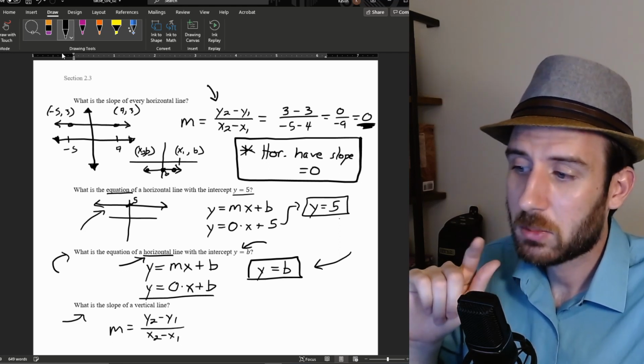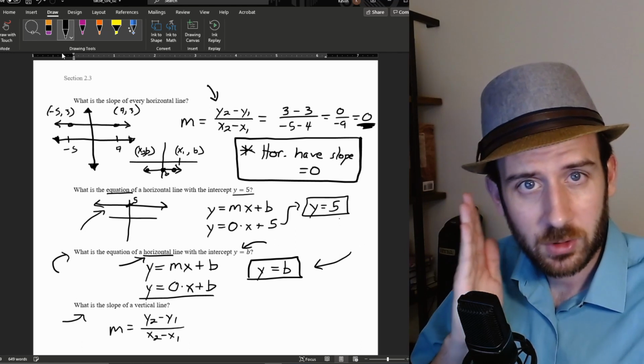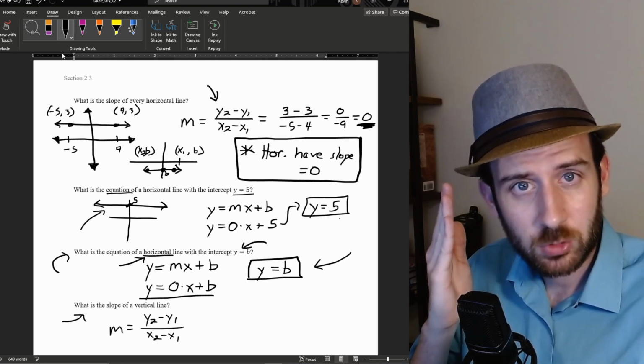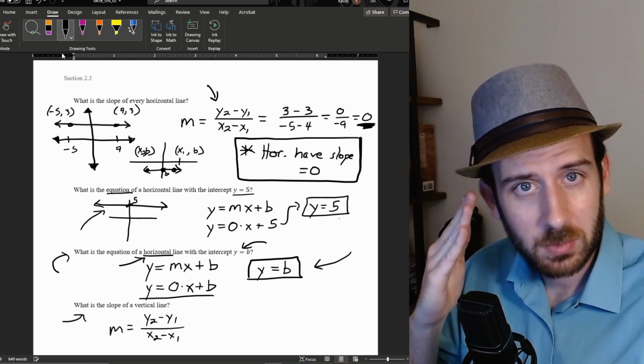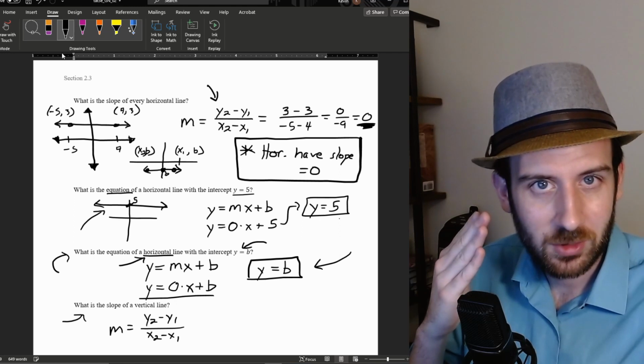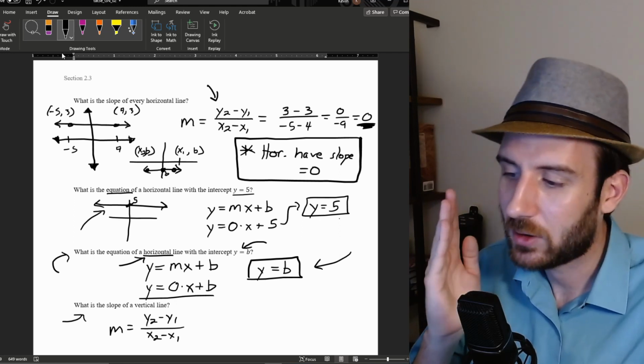Similar to what we were just talking about for a horizontal line, a vertical line, a line that goes straight up and down, is a line where the x values have to be the same. If the x values weren't the same, then it would tilt a little bit, because I would be changing my x values. I'd be going over a little bit. If I go over to the side a little bit, I'm not vertical. So vertical means the x values are the same.